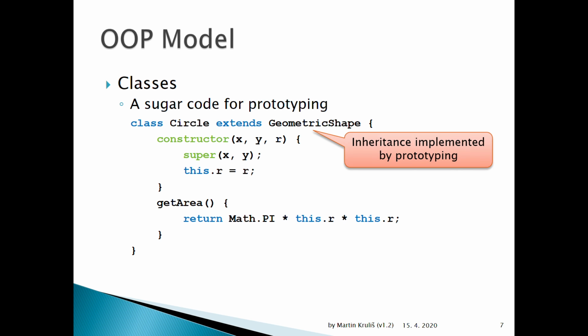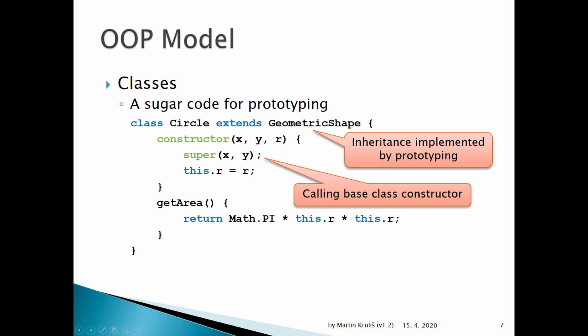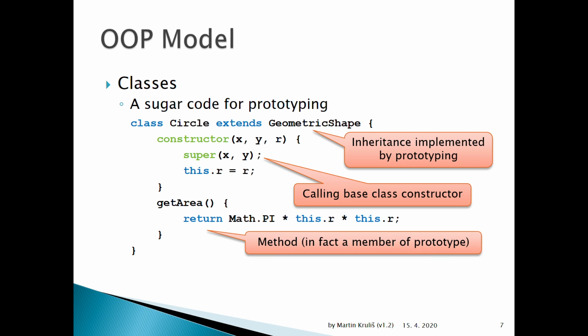So when we are extending one class to another, the inheritance itself is actually implemented by prototyping. Yeah, we can call the base constructor because constructor functions are still functions. And of course, when we are declaring new methods, these methods are in fact member functions of the prototype. So even though this gives the appearance of normal classes, remember there is still prototyping going on in the background.